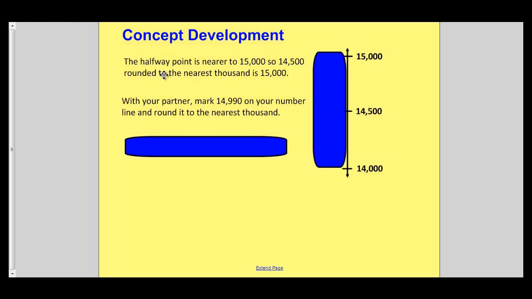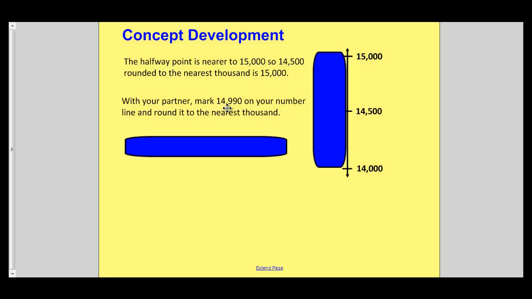Now, since 14,500 is actually on our number line, we would say that it's nearer to 15,000, even though really it's not nearer to either one, it's halfway in between. We always go to the bigger number. So we would say that 14,500 rounds to 15,000. All right, now let's try rounding 14,990 on our number line.